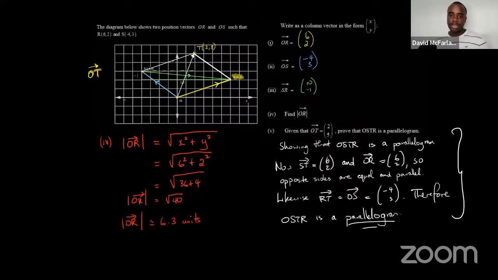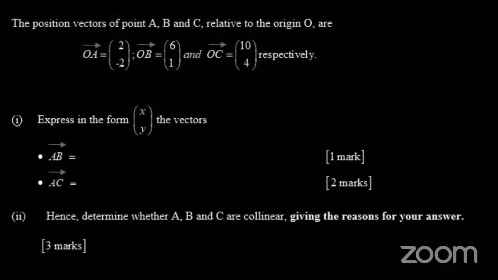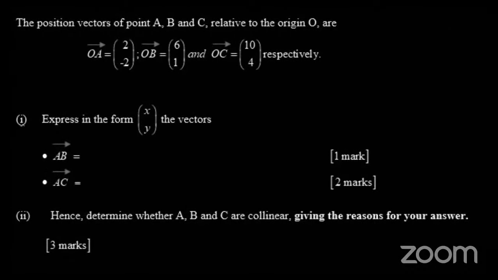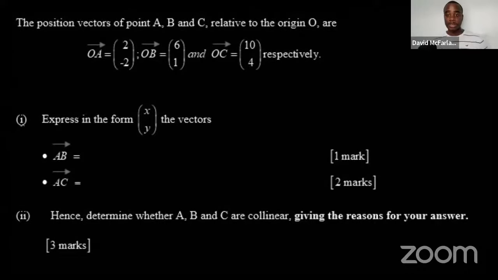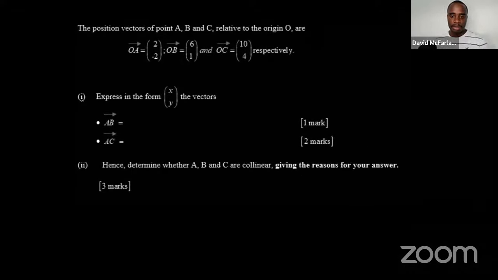All right, good. Now let's try another CSEC question. It says the position vectors of points A, B, and C relative to the origin O are OA, which is (2, -2), OB, which is (6, 1), and OC, which is (10, 4), respectively. Expressing in the form (x, y) the vectors AB and AC, and show that A, B, and C are collinear. First, let's start with AB.